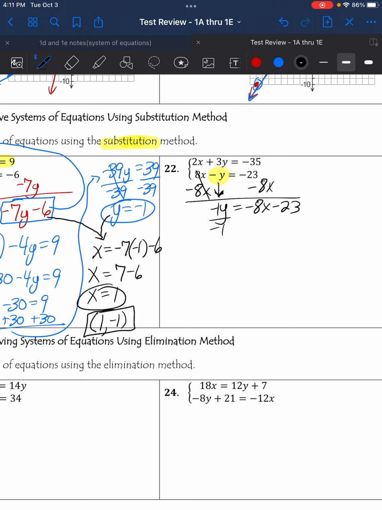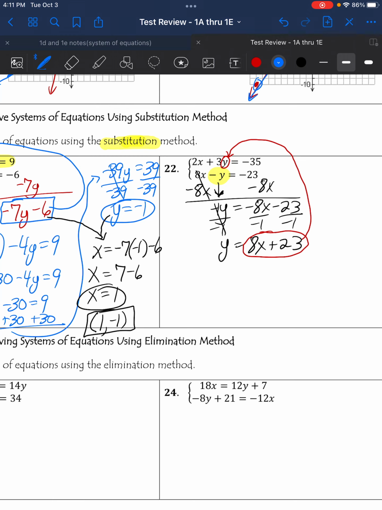That negative there is still there, so we do have to deal with that. We divide by negative 1. But really, when you're dividing by negative 1, it changes the signs on everything. It just switches them. In this case, makes them positive. So now the y value equals 8x plus 23. I'm going to go to the other equation and look where the y is, and I'm going to replace it with 8x plus 23. That's 3 times y.